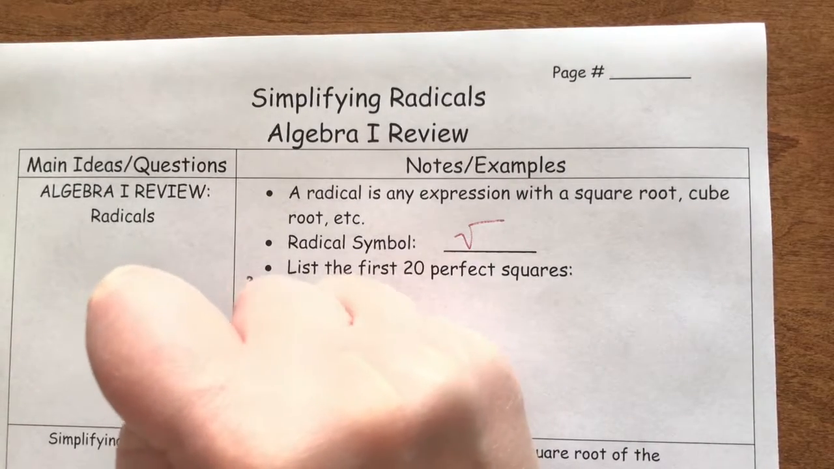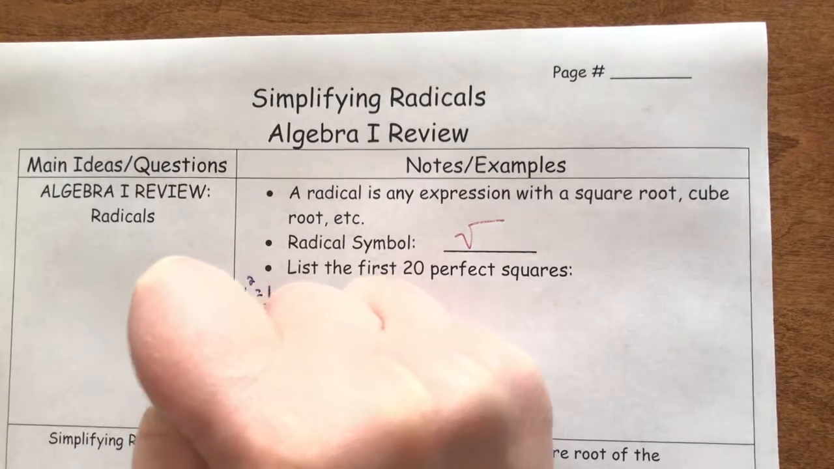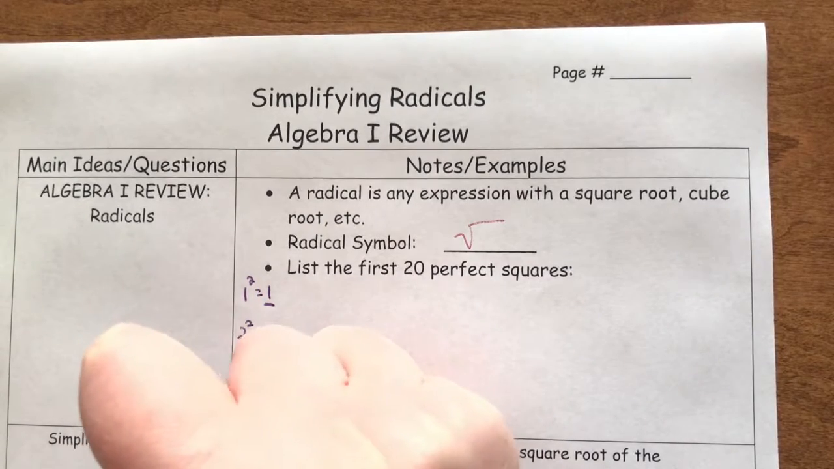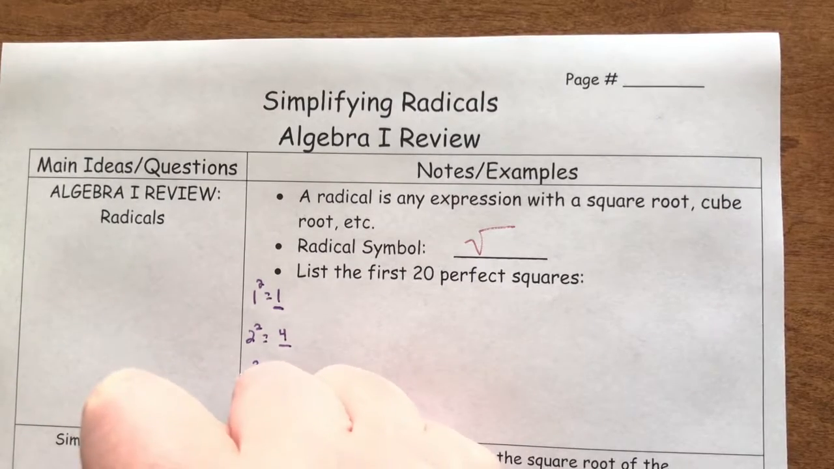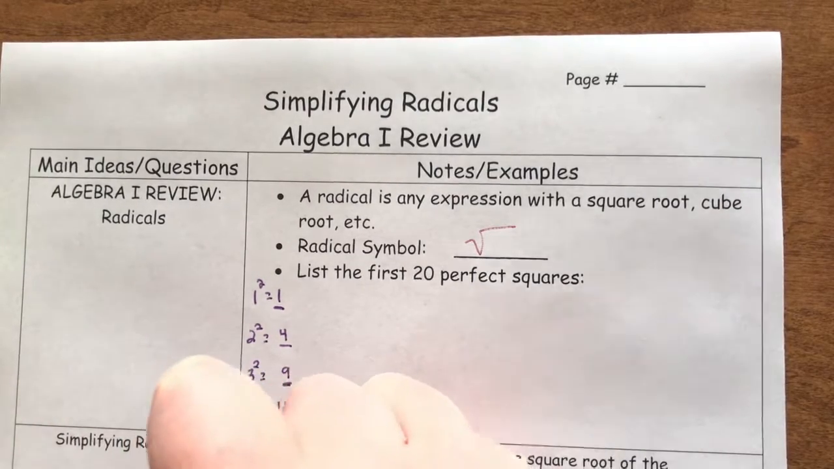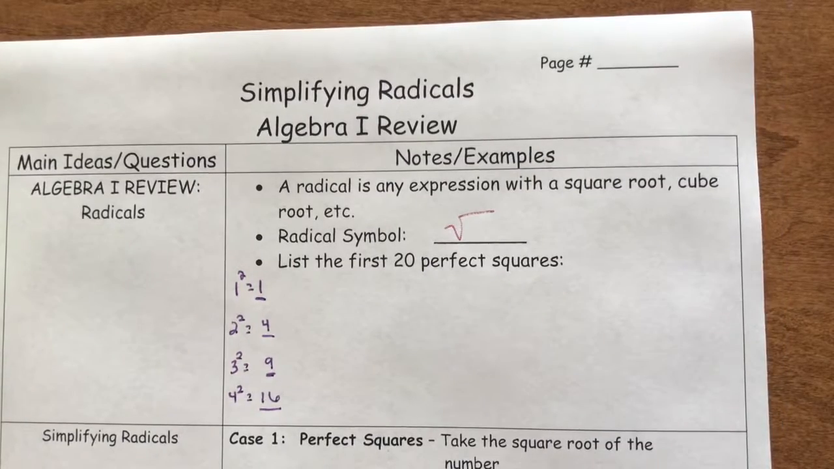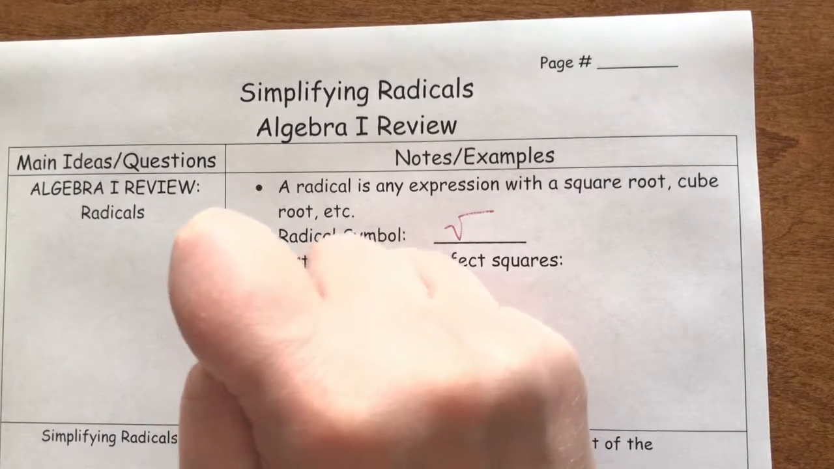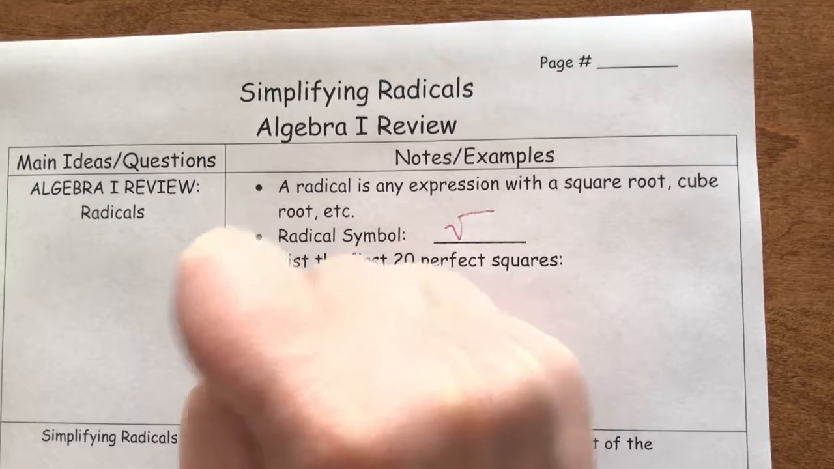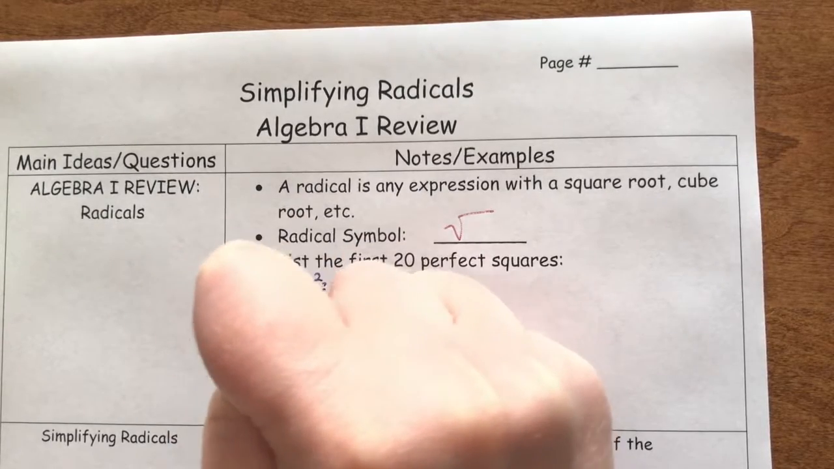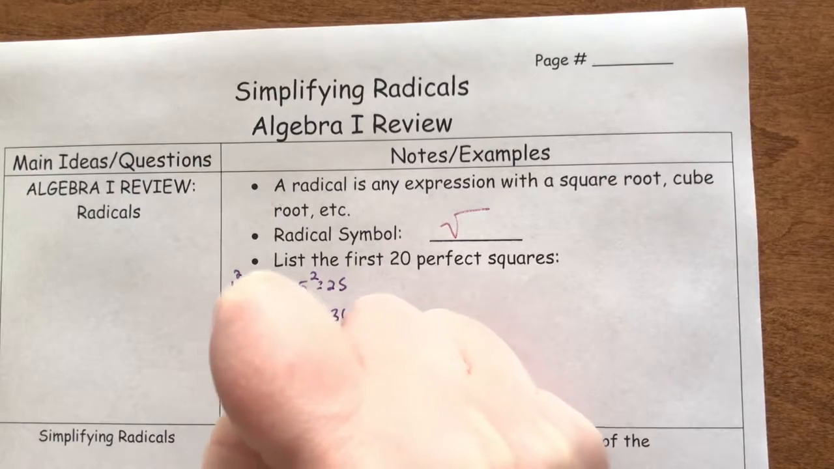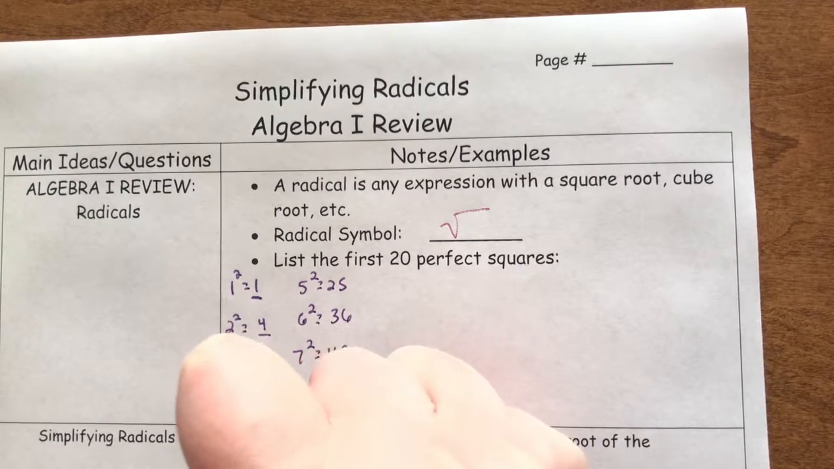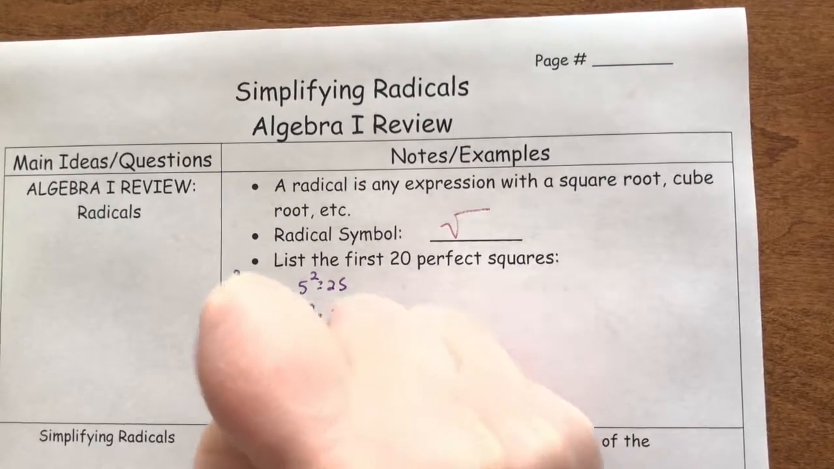We're going to do 2 squared to give us 4. 3 squared will give us 9, so 9 is a perfect square. 4 squared will give us 16. So let's list the first 20 of those. 5 squared will give us 25. 6 squared will give us 36. 7 squared gives us 49. 8 squared will give us 64.